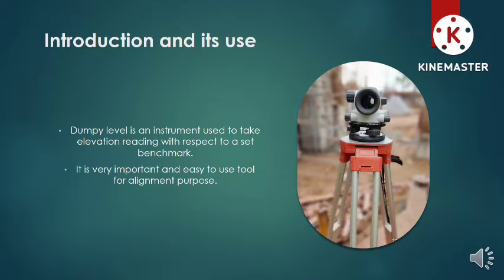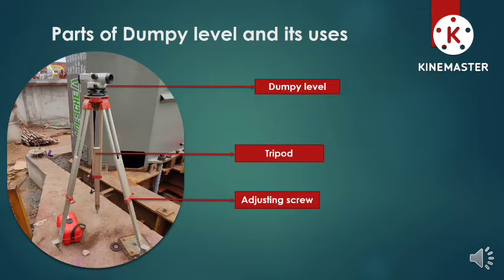So what is a Dumpy level? A Dumpy level is nothing but an instrument that we use to take elevation readings with a set benchmark or a reference point. This is a layman's definition that I have developed over time. There might be different technical definitions of the Dumpy level, but I find this to be short and sweet. The elevation reading that we take from the Dumpy level will always be relative to the benchmark. That is the first thing to be noted. Moving ahead, it is a very important and easy to use tool for alignment purposes. So let's see what the parts of the Dumpy level are and what their functionality is.